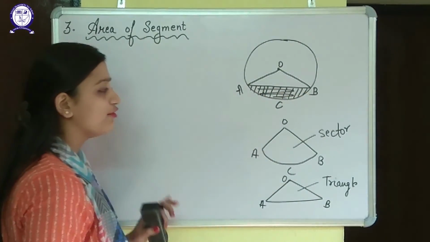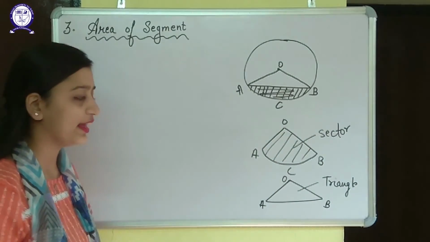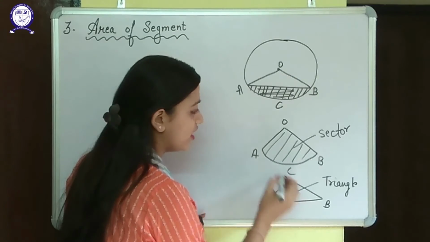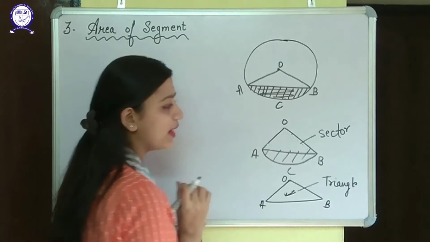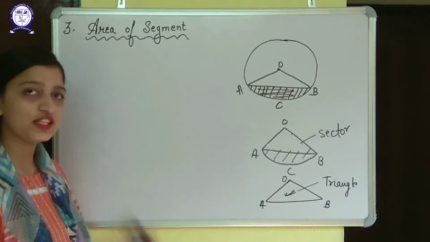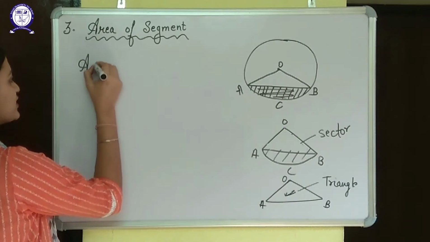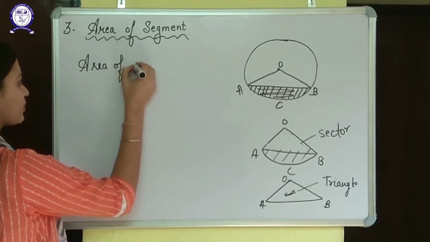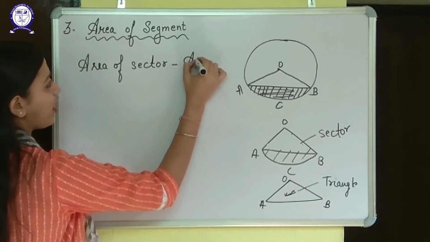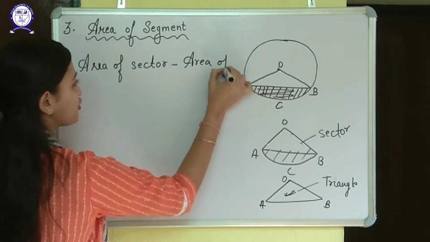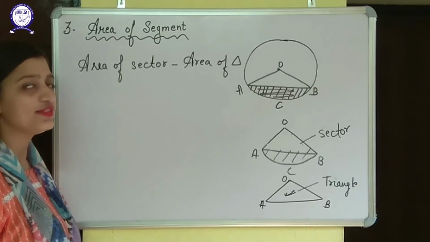So we will do what? We will find the area of this complete sector, and then we will subtract this area, so we will get my area of segment. This is the way of finding the area of segment, that is, area of sector minus area of triangle. This is the formula for finding the area of segment.